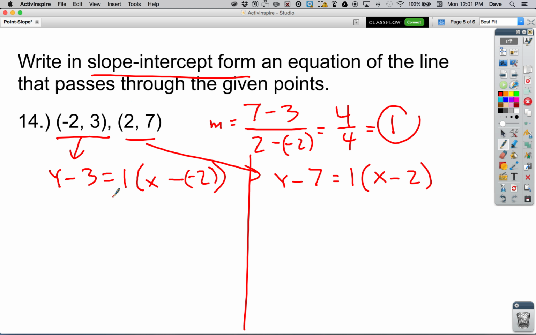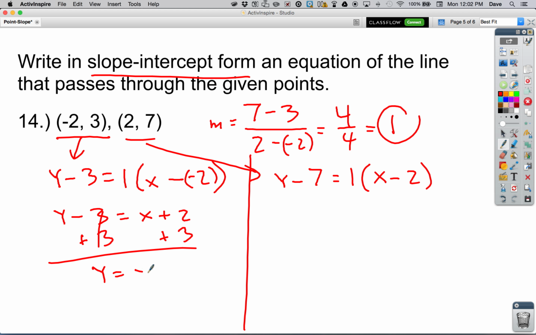So here, well, 1 distributed just is going to disappear. So x minus negative 2, and I'm just going to clean that up too. So this whole thing will just turn into x plus 2. The minus and negative turns into a plus, and 1 times anything is just itself. All right, then I add 3 to both sides. So I get y equals x plus 5. There's my slope-intercept form answer.